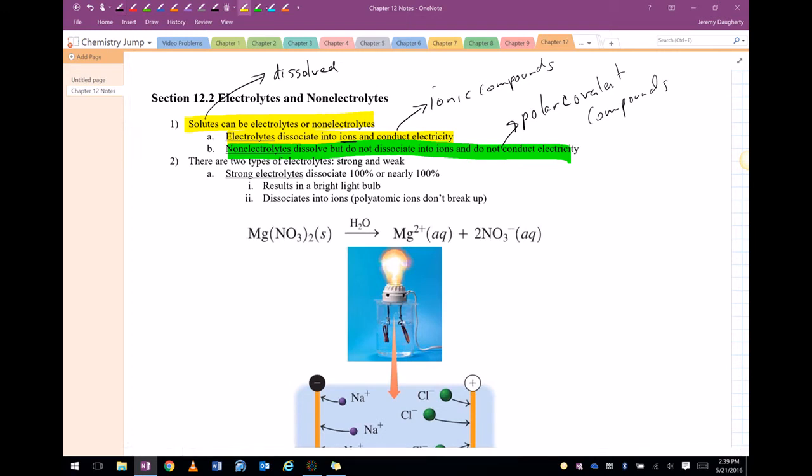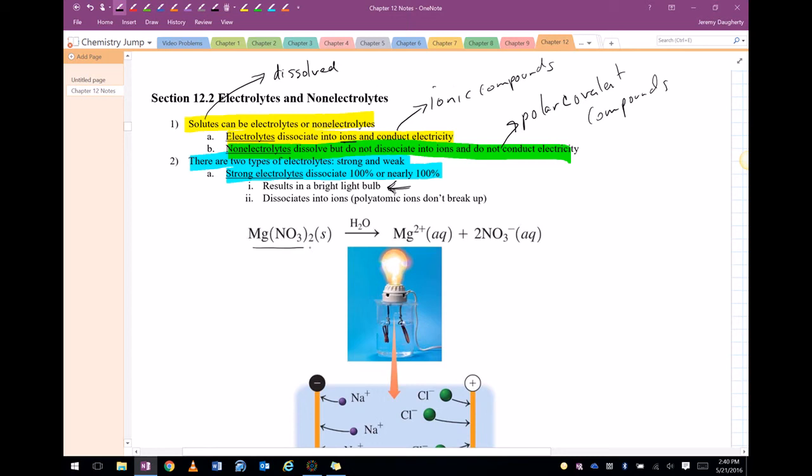So, talking about just electrolytes, there are actually two types of electrolytes. There are both strong electrolytes and weak electrolytes. And strong and weak refers to the amount of dissociation. A strong electrolyte will dissociate 100% or nearly 100%. Now, this results in lighting up a light bulb very bright, okay, because it gives off a lot of ions.